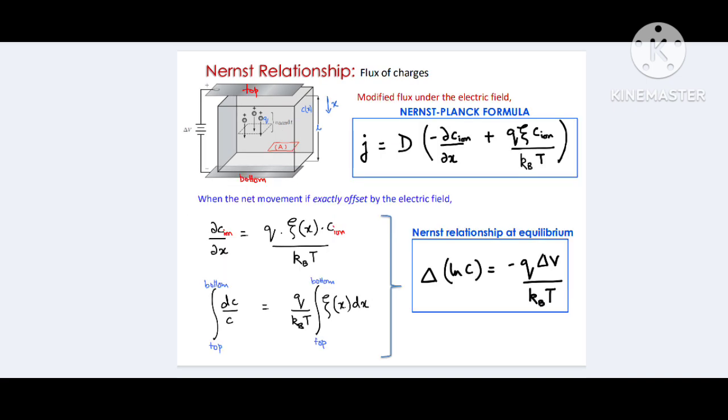Now what do I want to do? I want to offset the flux. I want to ensure that there is no movement from one end to the other. So to offset that movement, I am applying a potential difference. So under that condition, what should my J be? 0. J net or J? 0. At the exactly offsetting conditions, what should my J be? 0. Okay, so that is called the Nernst-Planck formula, by the way.